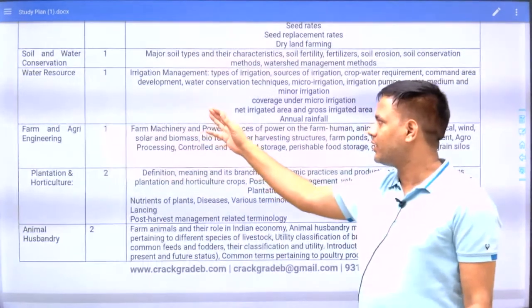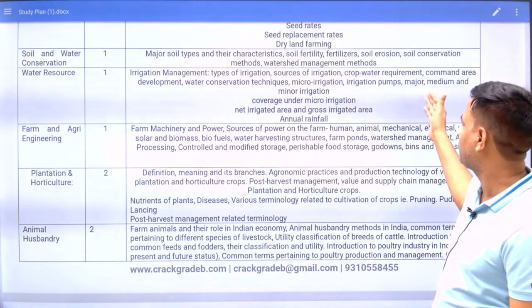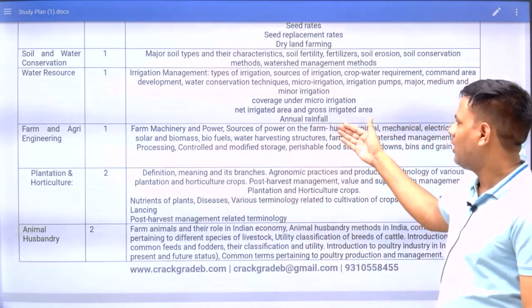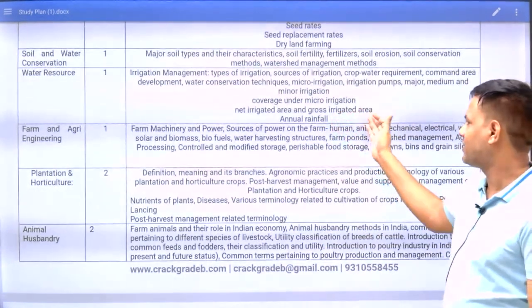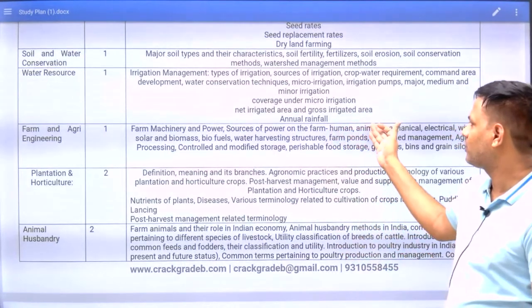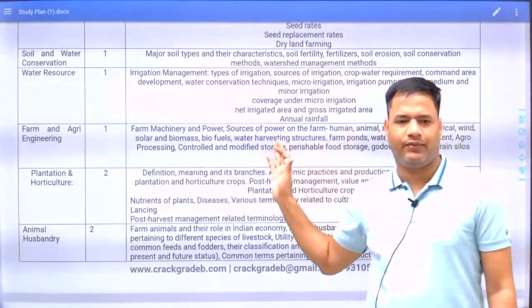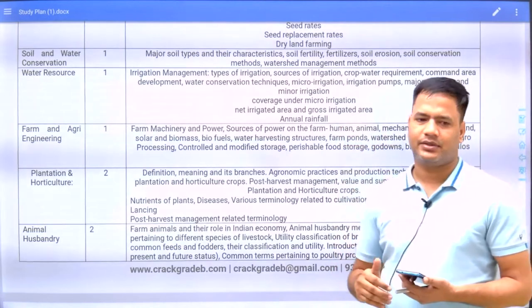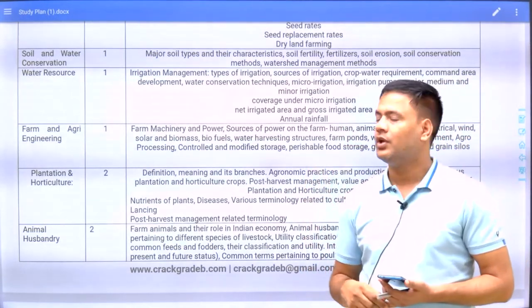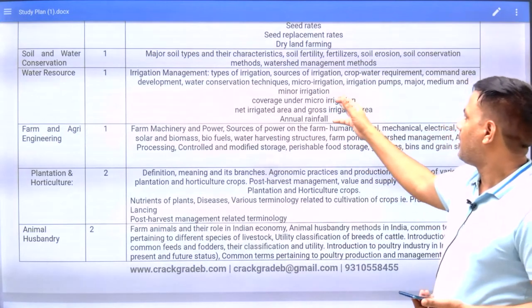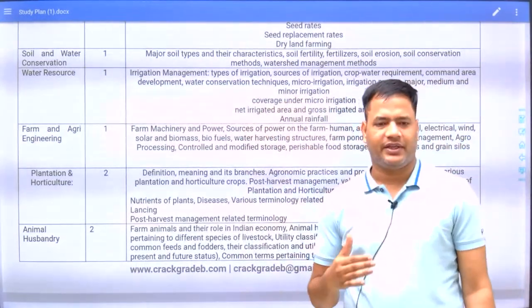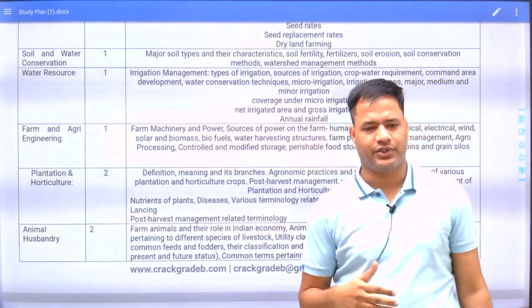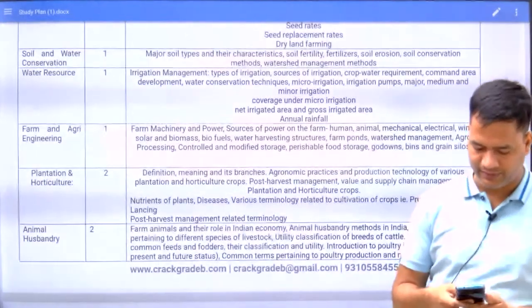And water resource, irrigation management, types of irrigation, sources of irrigation, crop water requirement, command area development, various definitions, and various statistics also, like coverage under micro irrigation, net irrigated area, what is gross irrigated area, what is annual rainfall in India, in different agroclimatic zones. So that can be asked, that has been asked previously also. So you have to cover the basic concept of water conservation techniques, what are various types of irrigation, drip irrigation, micro irrigation. Last time a phase 2 question was asked.